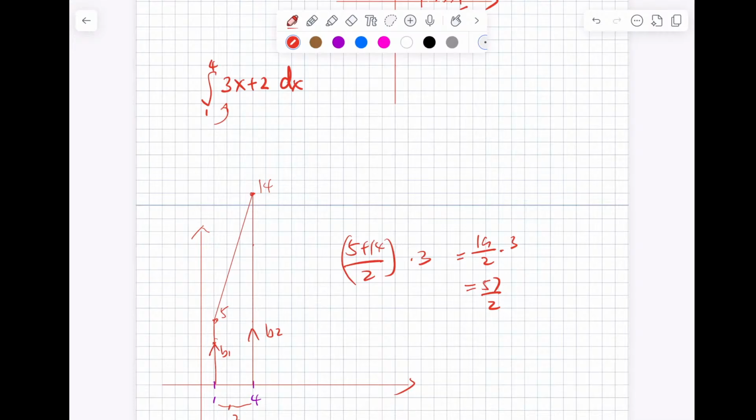Yes. Because that's a good question. Why is it over 2? Is it the average of the two bases? Do you see this length here and this length right here? So if I take 14 and 5 and average them, 14 plus 5 is 19. 19 divided by 2 is 9.5. So 9.5 is roughly right here.